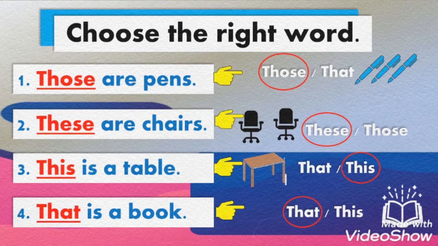Why do I choose this? Because it is something very near and singular. We can use both for singular, but the difference is that we use that for something far from us, and this for something close to us. Now number 4, that is a book. We choose that because it's something far from us. Look at the book, it's so far from us, so we use that, not this.